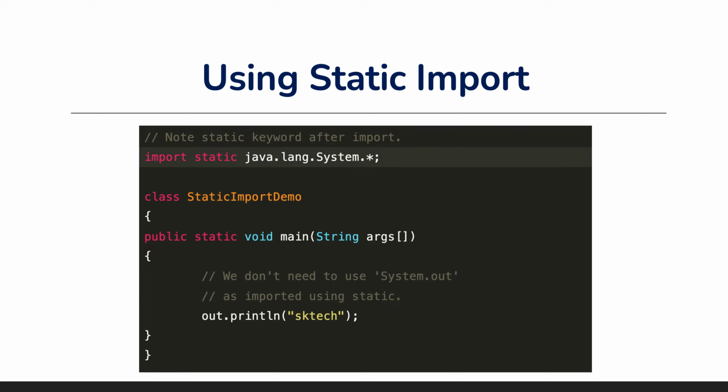System.out.println. Instead of that, we can write something like out.println and then some message. So the Java compiler will automatically recognize that this out belongs to the System class, and it is going to call the System.out.println method only. So this is how we can import any static class.